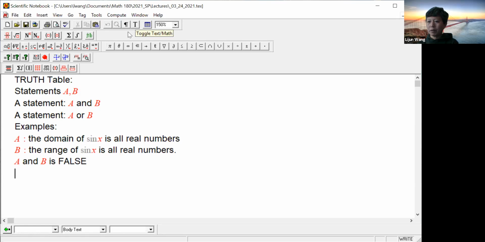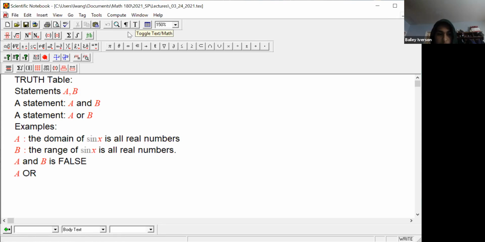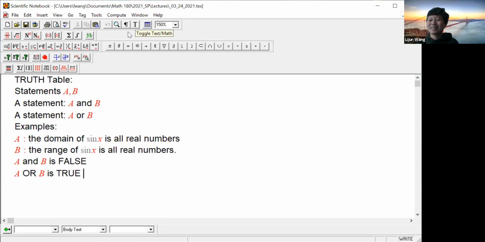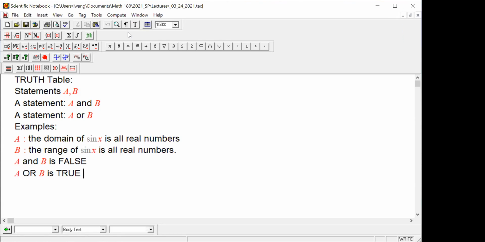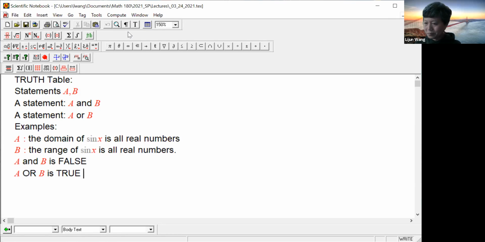How about A or B? It would be true. A would be true and then B would be false. True, that's right. This composite will be true. Very good, you got it. How about everybody else?